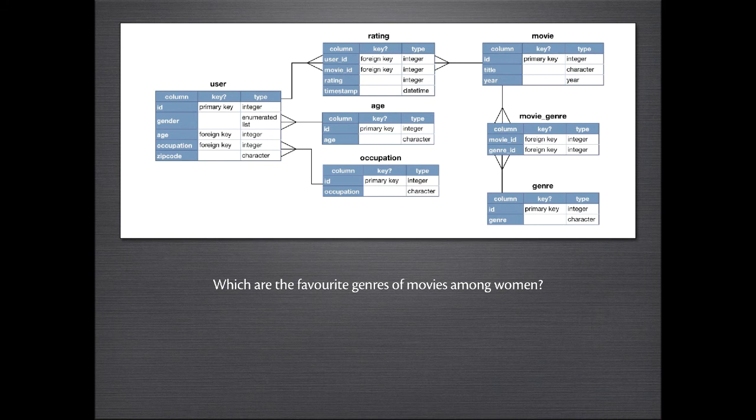And the same for occupation. So if you're in the education field, that's one key. If you're a lawyer, that's another one. If you're in the health profession, that's a third one, et cetera, et cetera. So age and occupation are just lookup tables. And you can see that I have mapped those as foreign keys into the user table.